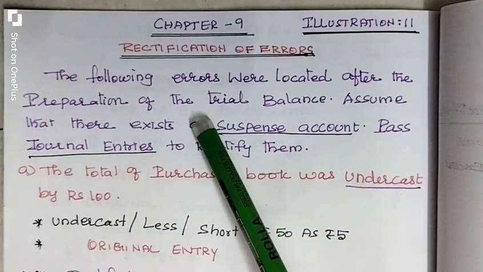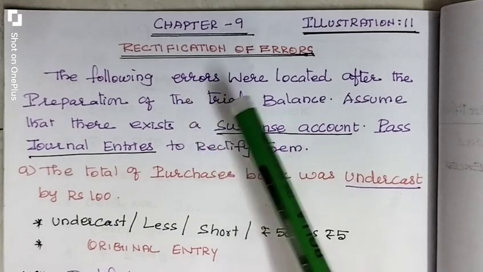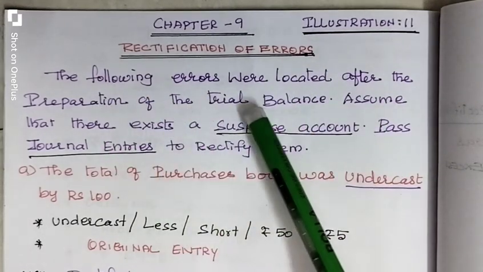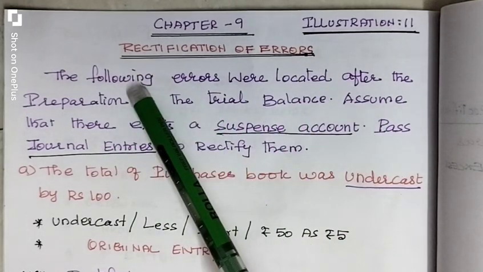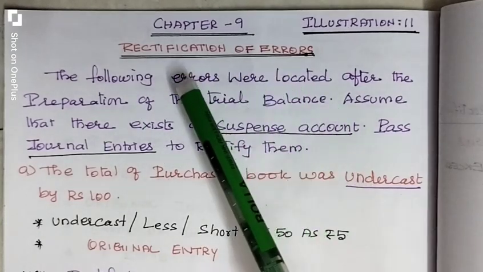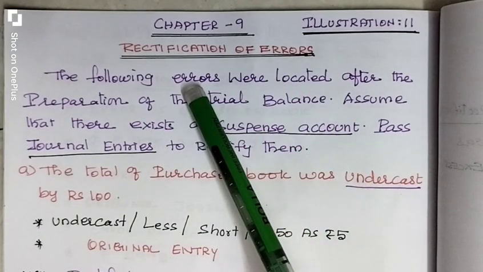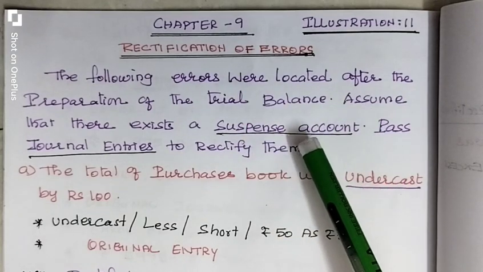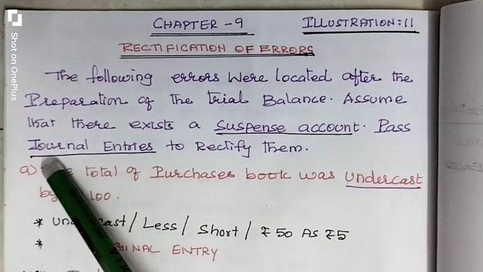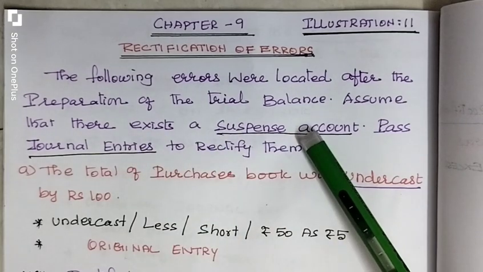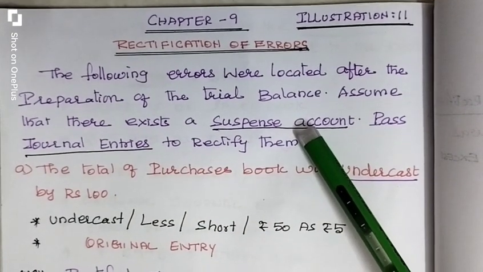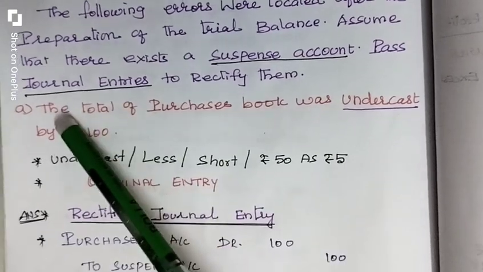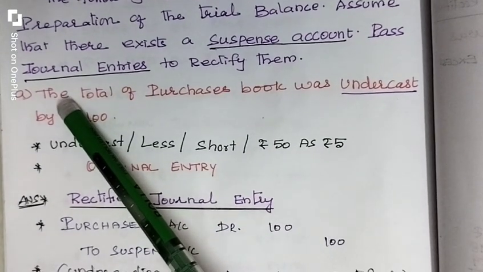What this heading tells us, listen carefully. After preparation of the trial balance, an accountant located the error. So what we have to do? We have to give the answer as to pass the journal entry with the suspense account. Do you understand? Okay. Let's take the first transaction.